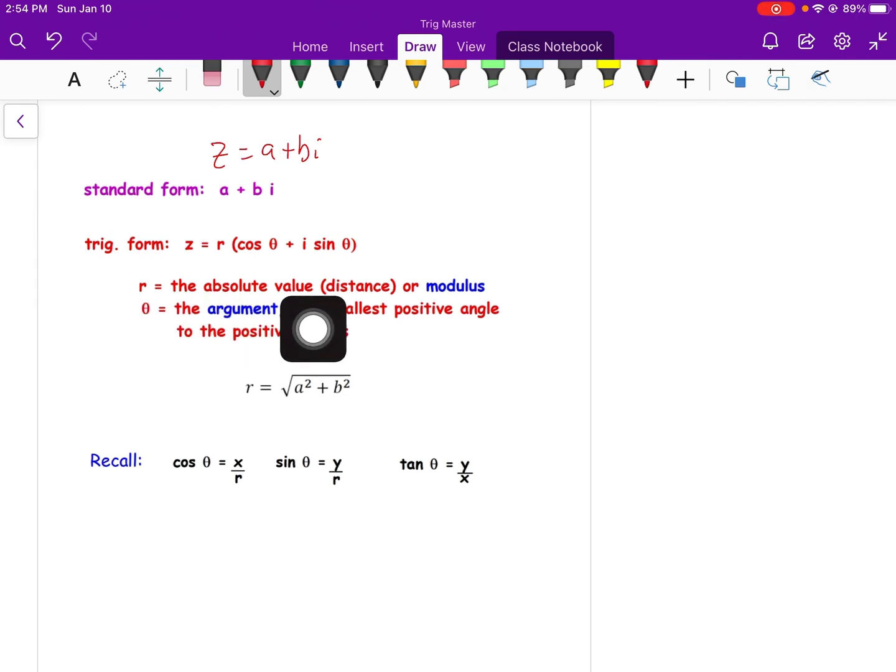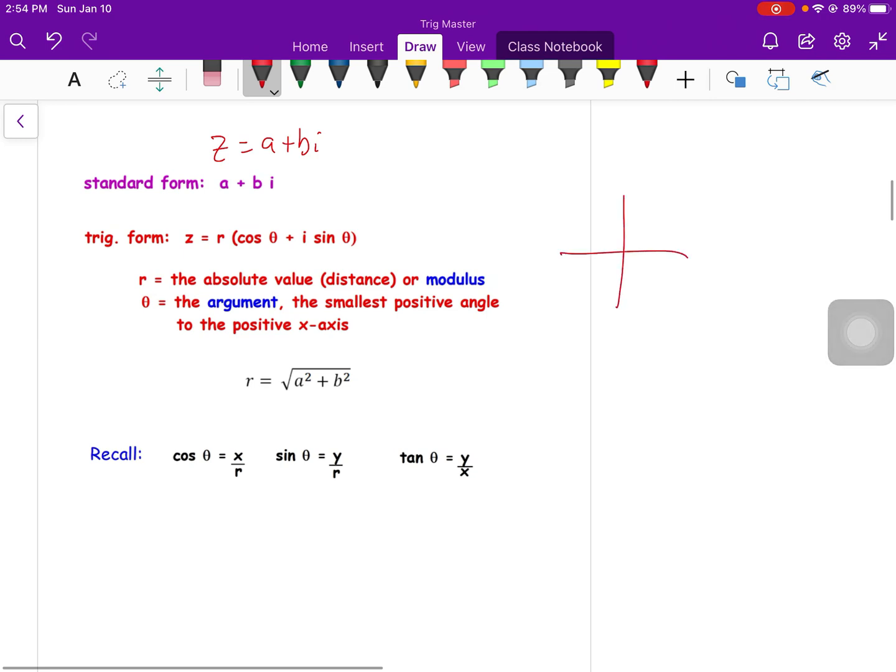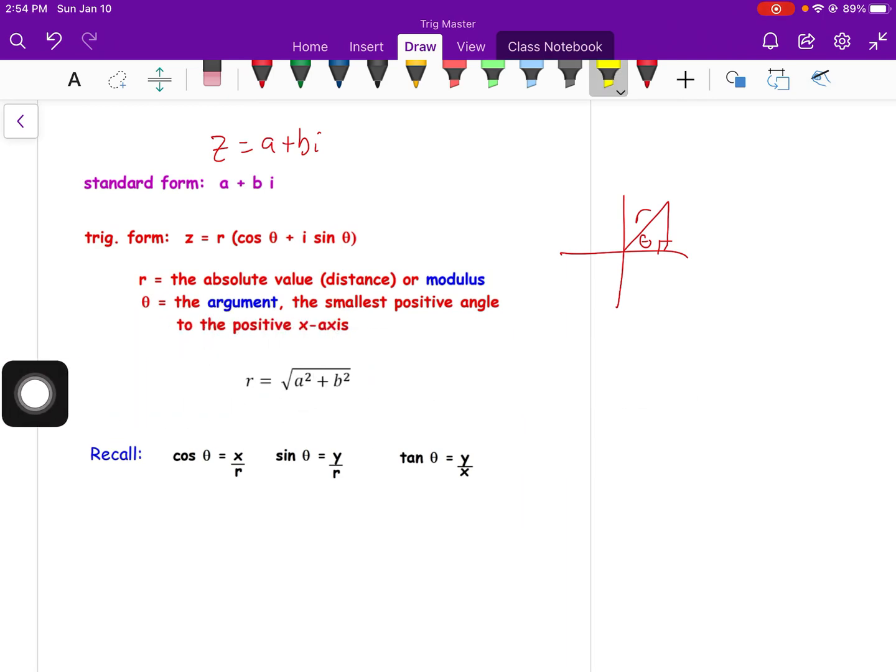So the r is the absolute value or the distance or the modulus. This is literally just like a radius. We are going to be in a plane, and we're going to end up with a right triangle. Here's your r, here's your theta. It's no different than what we've talked about pretty much all semester. The argument is what that angle theta is, but it's important to note that it is the smallest positive angle to the positive x-axis.